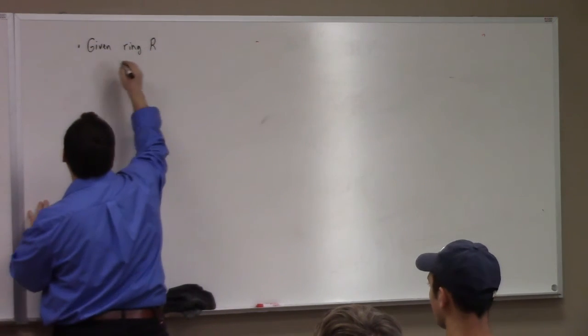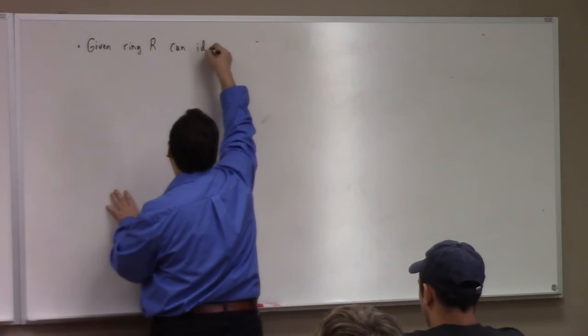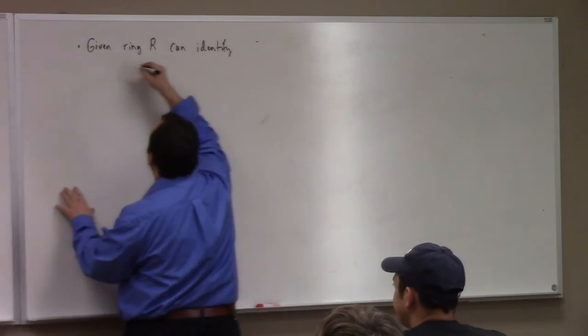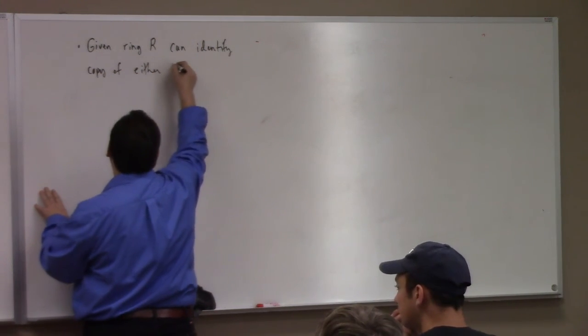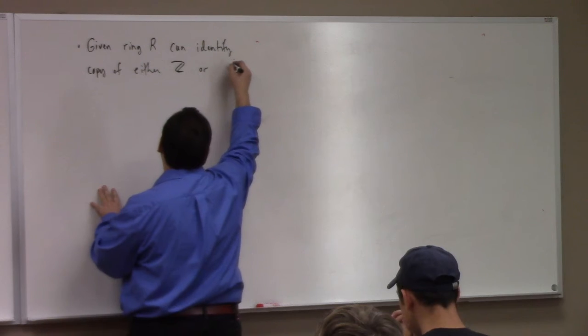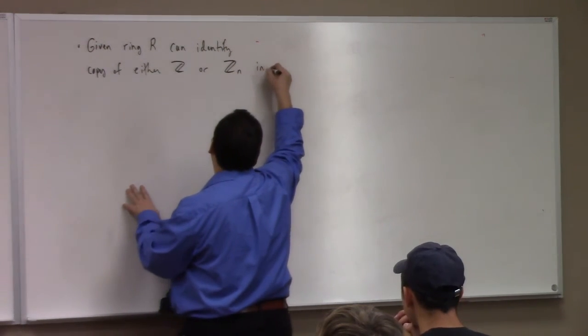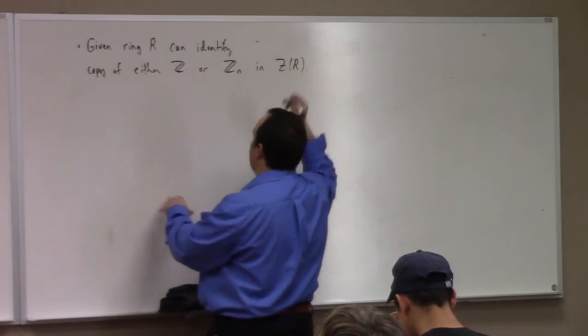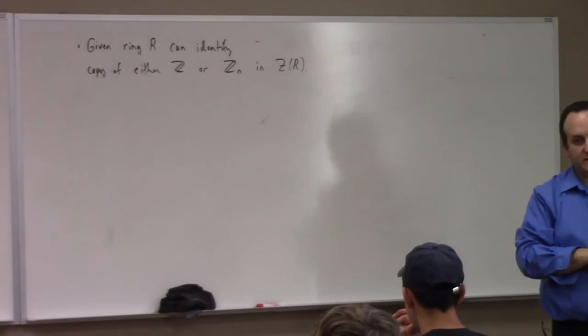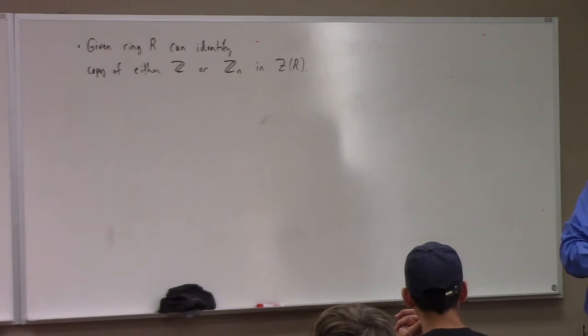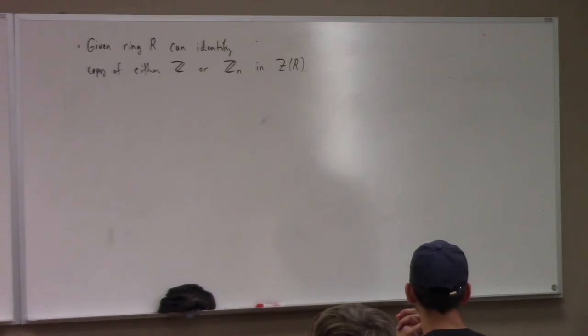And so step number one, given a ring, right? We can identify a copy of either Z or Zn in the center of the ring. All right, that's what that theorem says. Up to isomorphism, there's a copy of the integers or the modular integers in the center of any ring. Not stupid ring. And so what can you do with that?